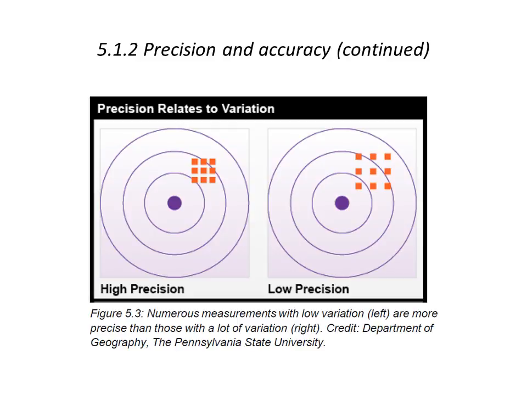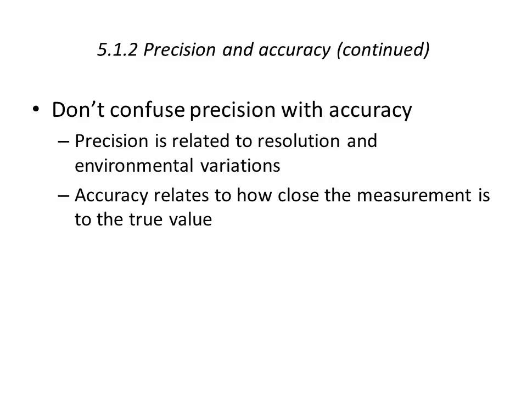And then precision relates to variation. Numerous measurements with low variation are more precise than those with a lot of variation. So less variation on the left means that you have less distance across the sampling area versus more variation on the right, greater distance. Don't confuse precision with accuracy.